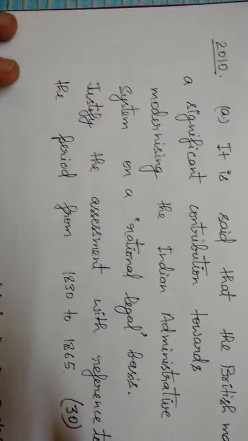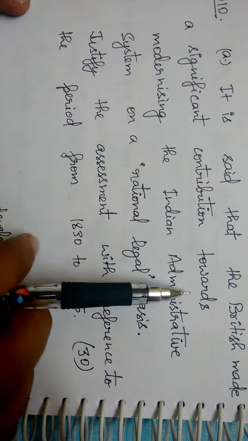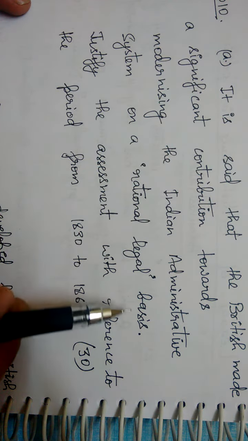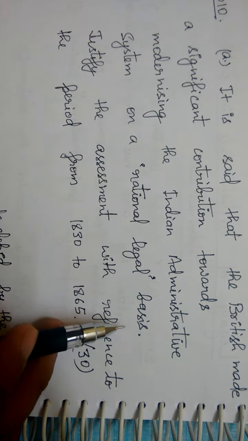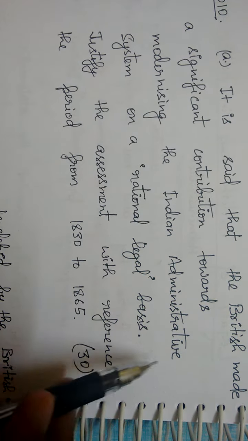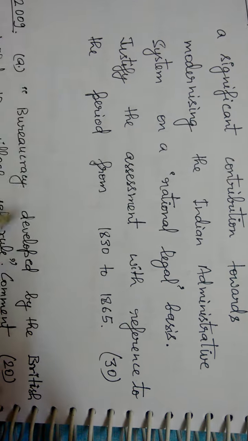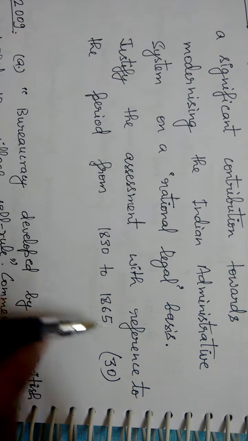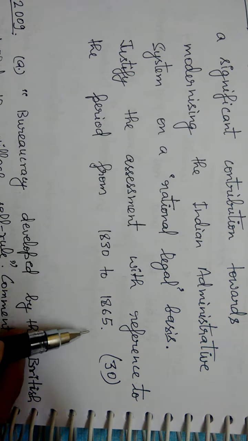Then in 2010 this particular question came that it is said that the British made a significant contribution towards modernizing the Indian administrative system on a rational legal basis. So what is this rational legal basis? This is that Weberian concept of the ideal bureaucratic model. Similarly, they are asking you about the origin as well as the significance of bureaucracy in British administration, and to justify the assessment with reference to the period from 1830 to 1865. So again, they are asking about a particular time period. So you have to tell only from 1830 to 1865.